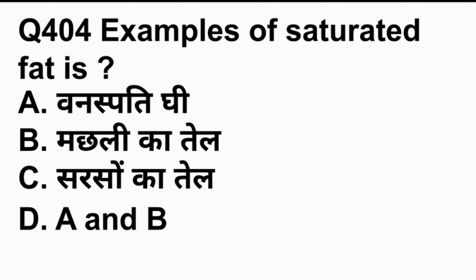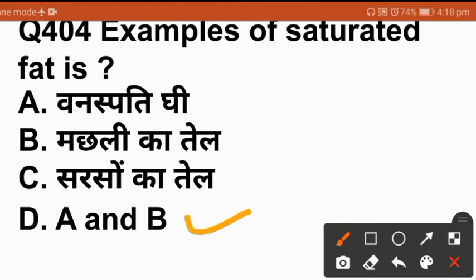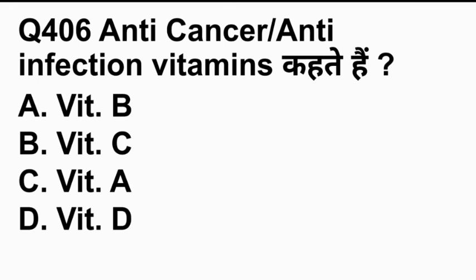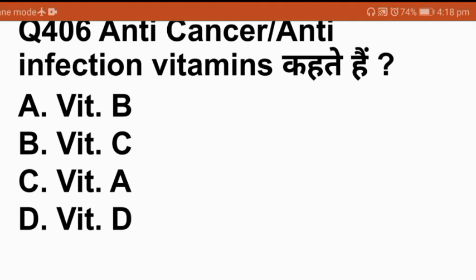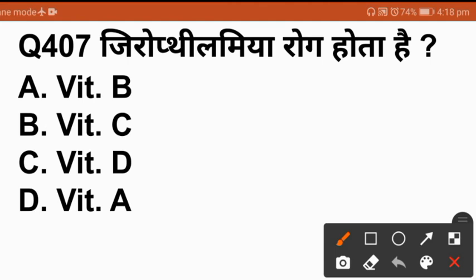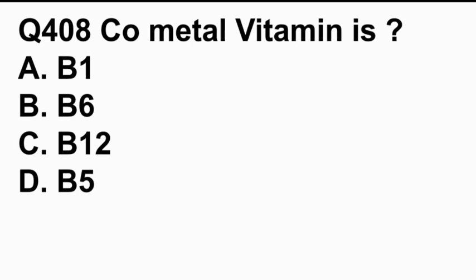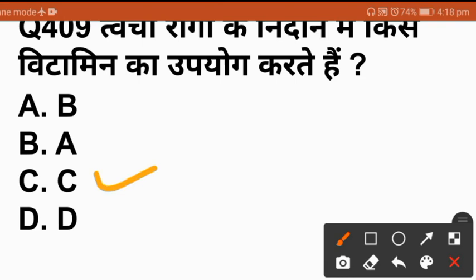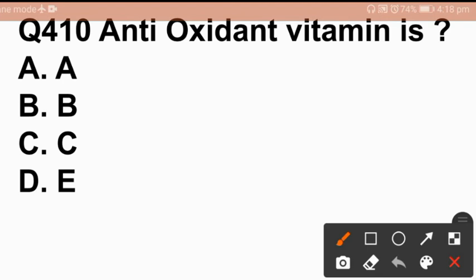Examples of saturated fat is D. A and B, वनस्पति घी and मछली का तेल। विटामिन नाम दिया गया A. फंक। एंटी कैंसर एंटी इन्फेक्शन विटामिन्स कहते हैं। C. विटामिन A। जीरोफथैलमिया रोग होता है। D. विटामिन A। कोबाल्ट metal vitamin is C. B12। त्वचा रोगों के निदान में किस विटामिन का उपयोग करते हैं? C. एंटीऑक्सीडेंट विटामिन is E.